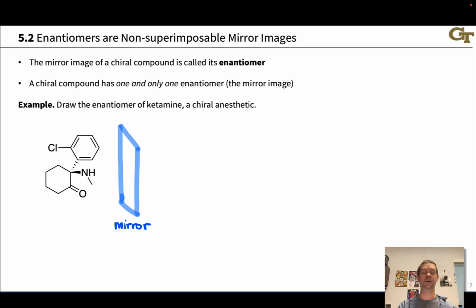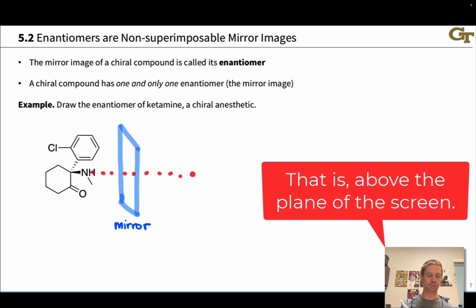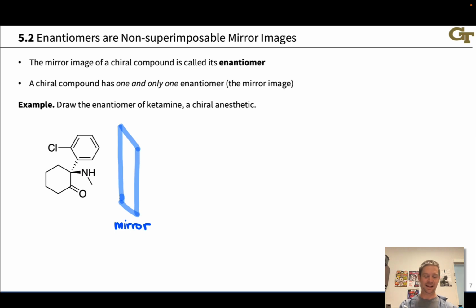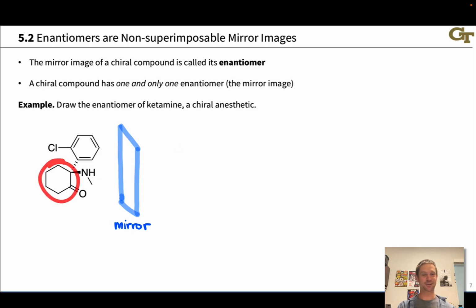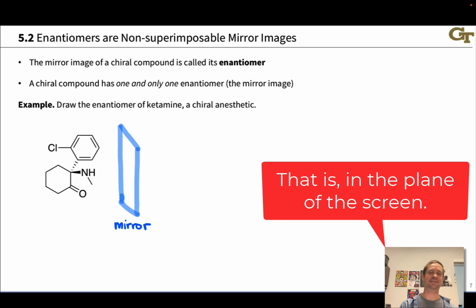It is not a flipping of the molecule, which of course wouldn't change the configuration, wouldn't change the relative positions of any of the groups in 3-dimensional space at all. This is an actual projection of the atom through a plane. For example, this nitrogen is going to remain above the plane when it's reflected through this mirror that is perpendicular to the screen. And this benzene ring is going to remain below the plane upon this reflection. And this 6-membered ring is going to remain in the plane after this reflection.